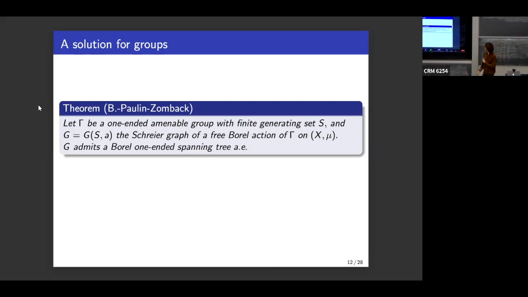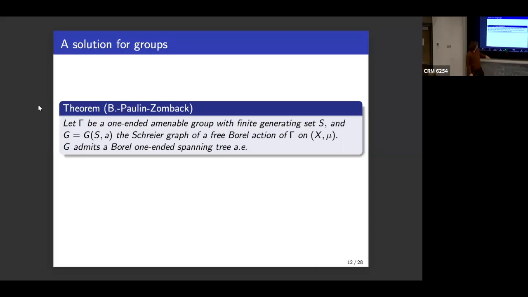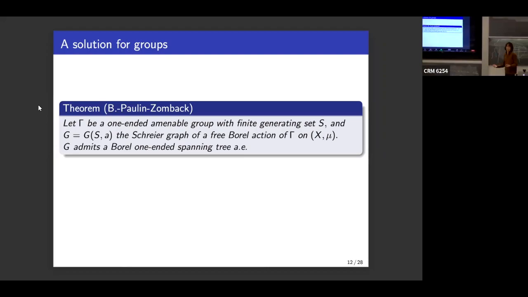I just was thinking about wanting the spanning tree with the same number of ends, and that's as far as I went. But even in just the one-ended case, I don't know how to solve this problem in general. But a result of myself, Antoine, and Jenna's is that we can at least do it for group actions. So if I have a one-ended amenable group with some finite generating set, and I look at a Schreier graph of some free Borel action, then I can find a one-ended spanning tree of this graph. So this thing has a Borel one-ended spanning tree almost everywhere.